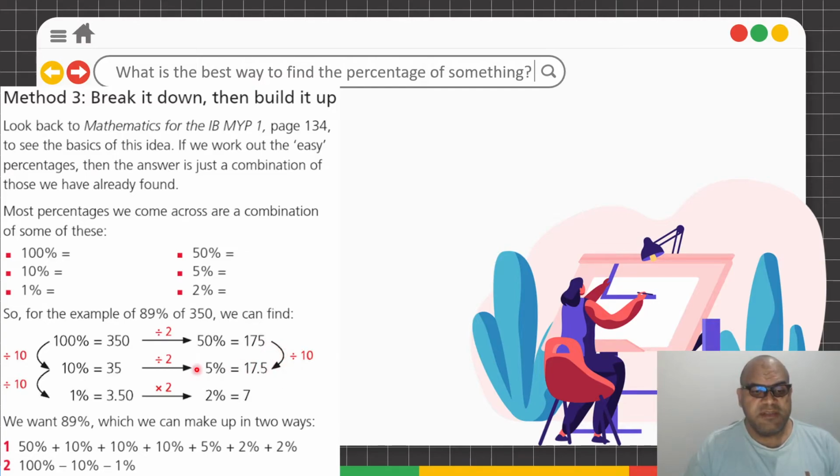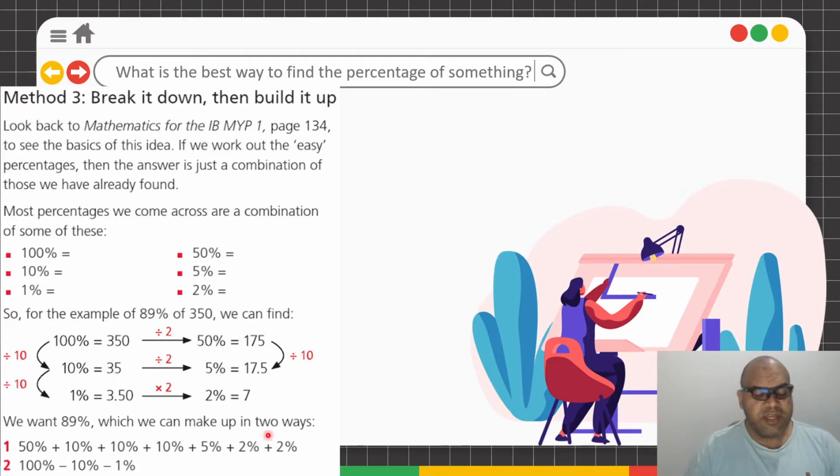Can you see? It's very easy to figure out this one. We can find the percentages over here. And divided by 10 again, we got 1%. It is 3.5. And for 2%, you multiply by 2 here. We got 7. And how can we figure out 89%? Well, we have two methods over here, guys. It's up to you. The first one, you add 50% plus 10, 10, 10, 5, 2, 2. And you got 89, because if you add these numbers, it's 89.